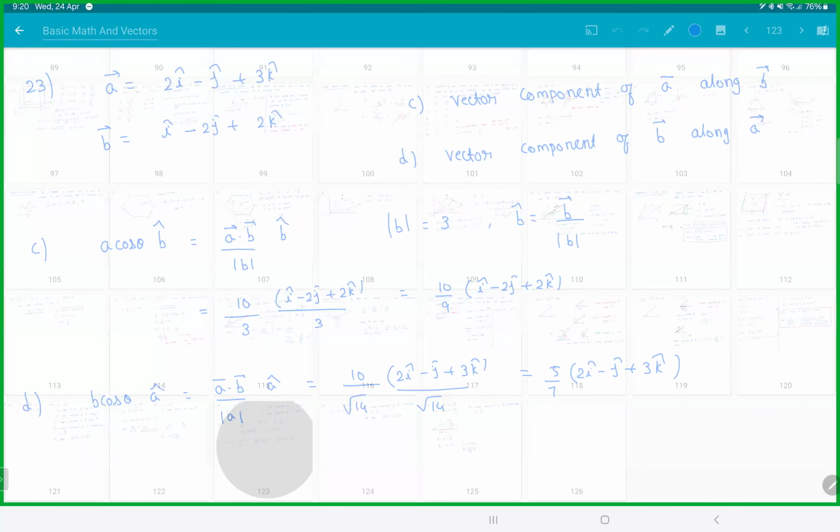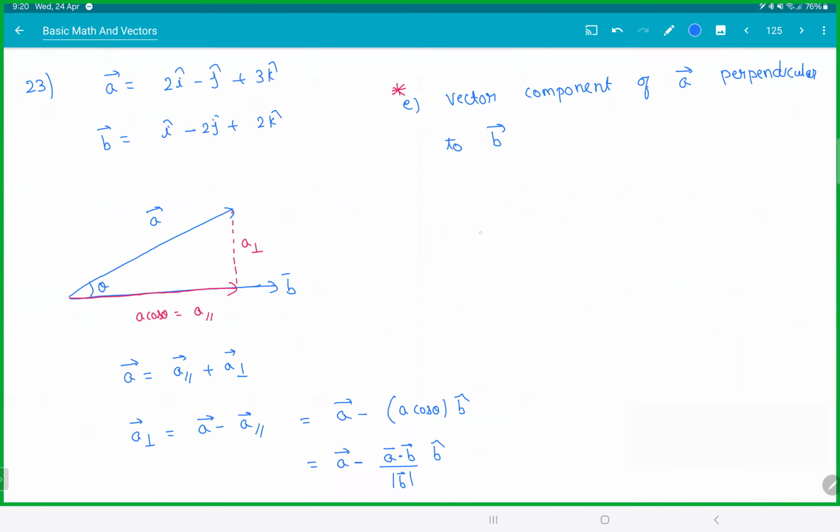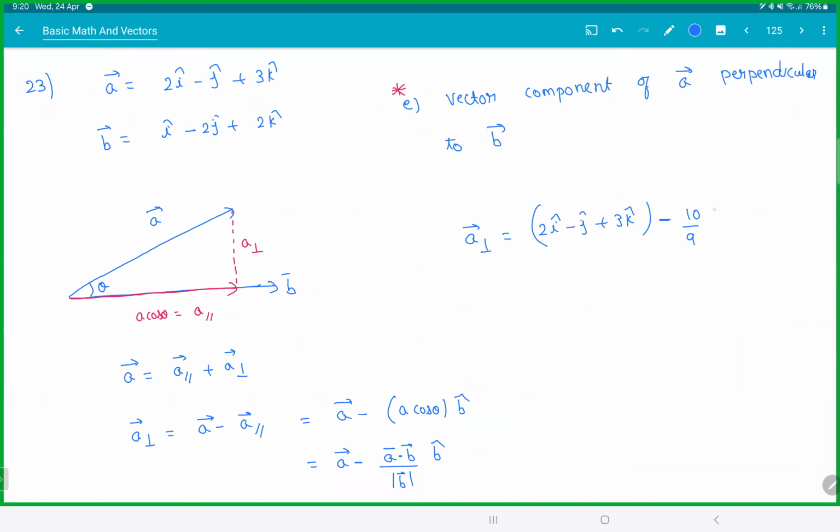Okay. This thing we did. How much was that? That was this thing: 10 by 9 i cap minus 2 j cap minus this thing. So the A perpendicular component is A bar, which is 2i minus j plus 3k, minus 10 by 9 i cap minus 2 j cap plus 2k. There, you can simplify that, you'll get an answer.